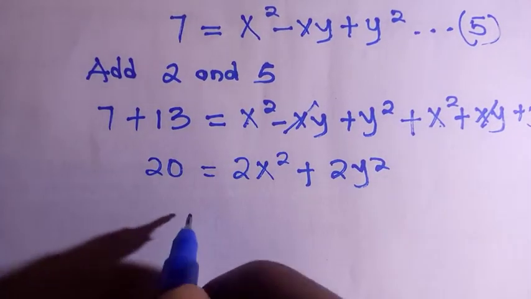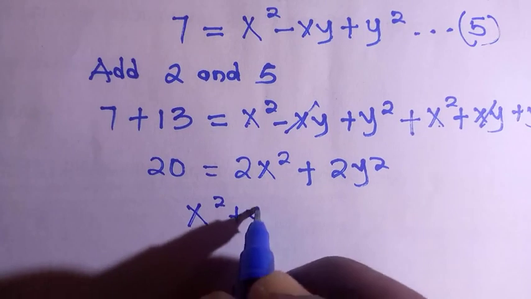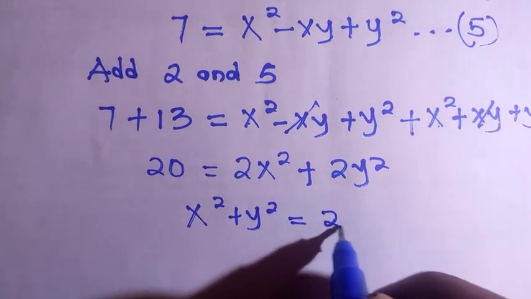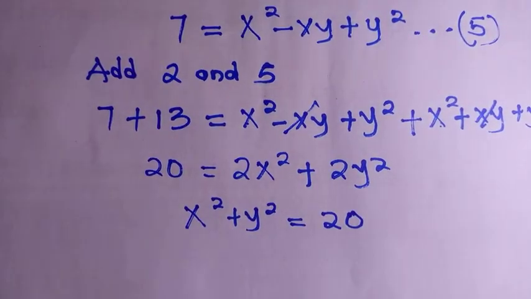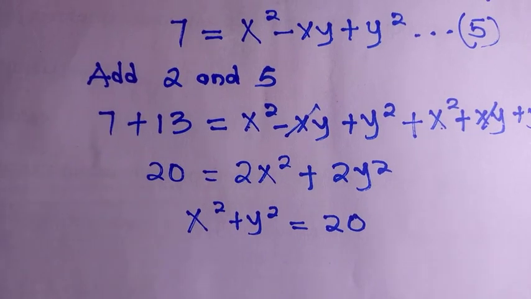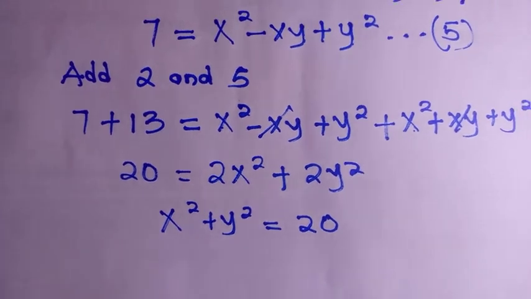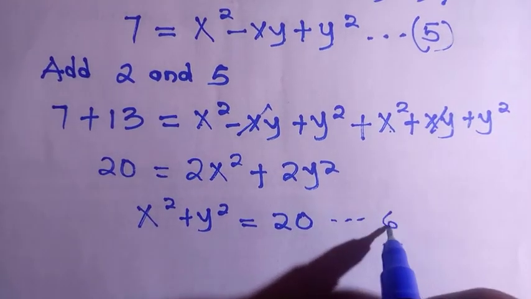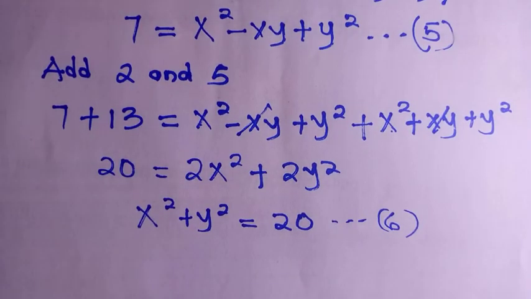And if I factorize this out, we are going to have 20. Then I will consider this one as another equation. Suppose I call it equation 6.